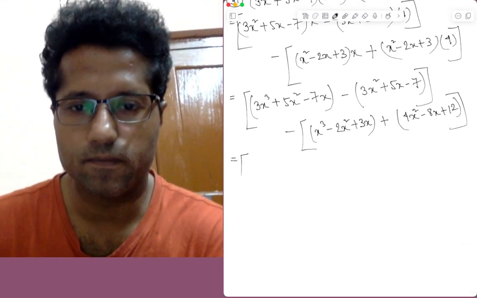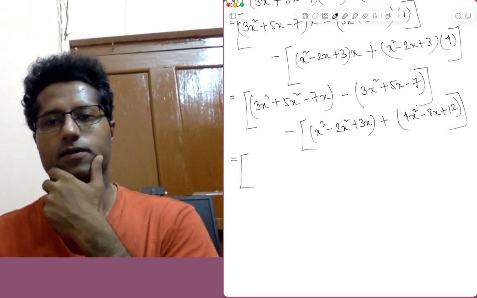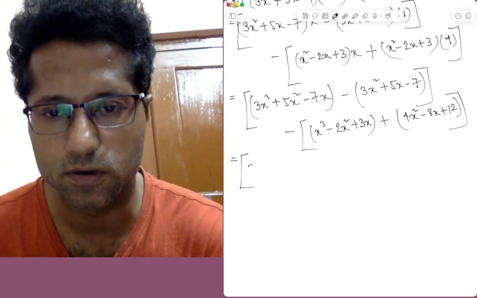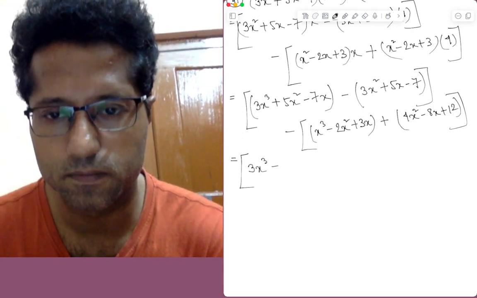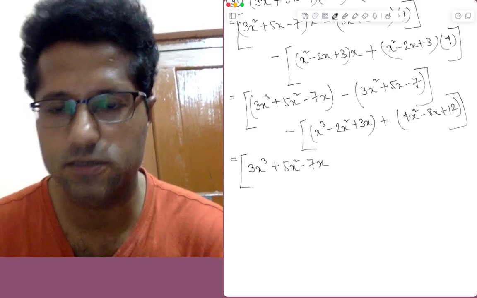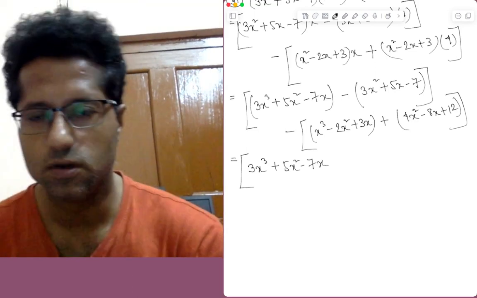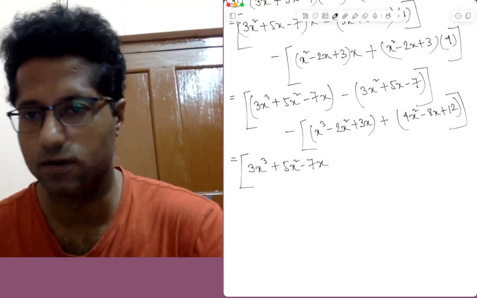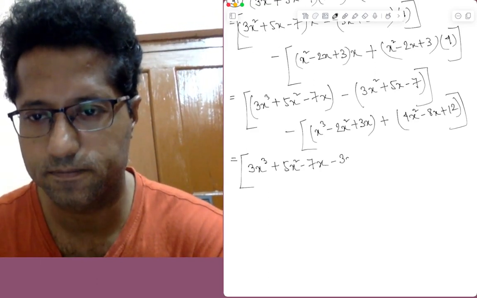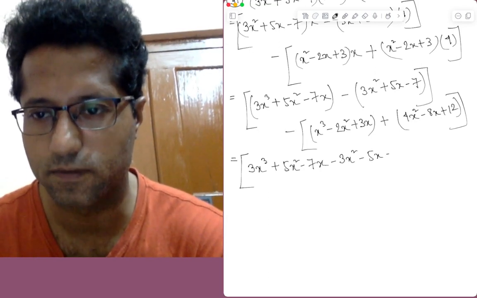Now inside the first square bracket, the first grouping symbol, there is no negative sign, so we can open it without any problem. 3x cube plus 5x square minus 7x, but the second grouping symbol has a negative sign, so we have to change all the signs of the terms inside the grouping symbol. So 3x square becomes minus 3x square, 5x becomes minus 5x, and minus 7 becomes 7.